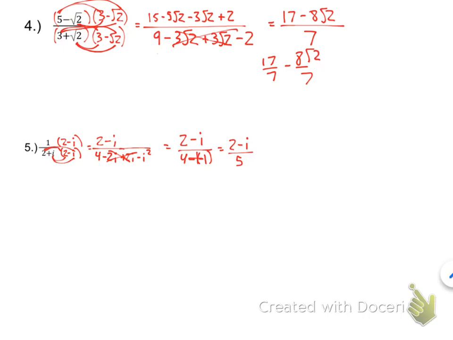Now, because this is imaginary numbers, you probably should split it to write it in a plus bi form, right? So what's the real part? 2/5 minus 1/5 I.